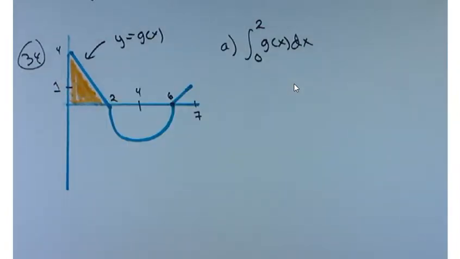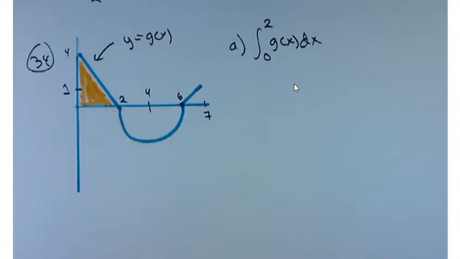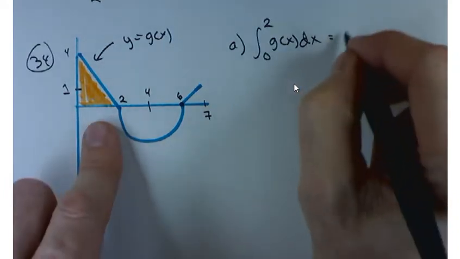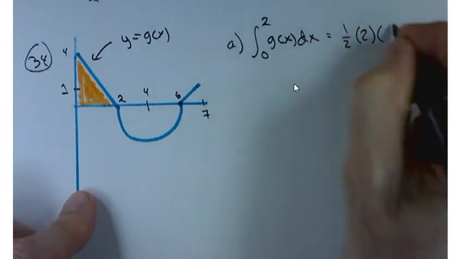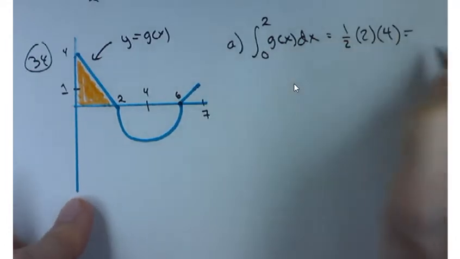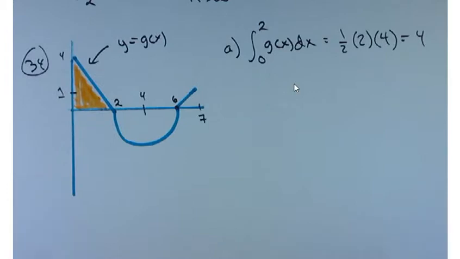Well, we don't need calculus to find that area. How do you find the area of a triangle? So it's going to be 1/2 base times height. 1/2. The base is 2. What's the height? 4. So that answer should be 4. Okay. Let's try the next part.